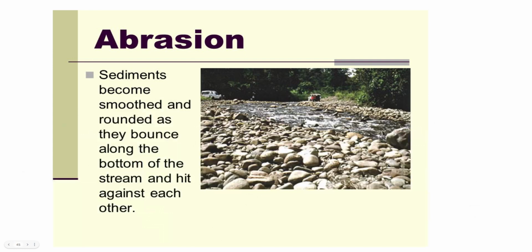So the thing is, when a river carries sediments, those sediments start to go through something called abrasion. Abrasion is basically when sediments become smooth or rounded as they bounce along the bottom of the stream and hit against each other. As these sediments flow with the river, they bump against each other, rub against each other, and that causes them to round out and even become smaller over time.